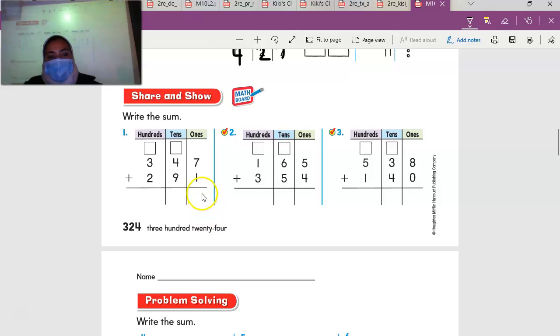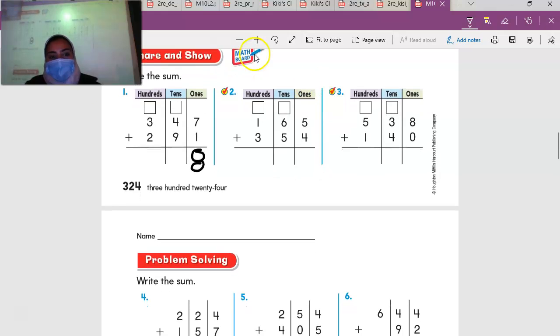All right, let's look at the problems that they give us. 1 plus 7 is 8. 4 plus 9 is 13. So the 3 goes in the tens place and the 1 goes in the hundreds place. 3 plus 2 is 5 plus 1 is 6. What's your answer? 638. Now, are we going to regroup with all of these? No, they may trick us. Let's look at number 3. 8 plus 0 is 8. 3 plus 4 is 7. And 5 plus 1 is 6. Did I have to regroup here? No, I did not have to regroup here.